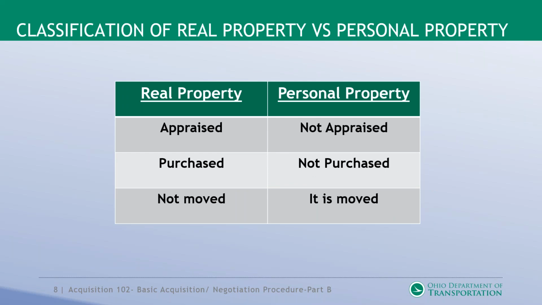All right, so real property is appraised, purchased, and it's not moved. And personal property is the exact opposite. It's not appraised, not purchased, and it is moved.